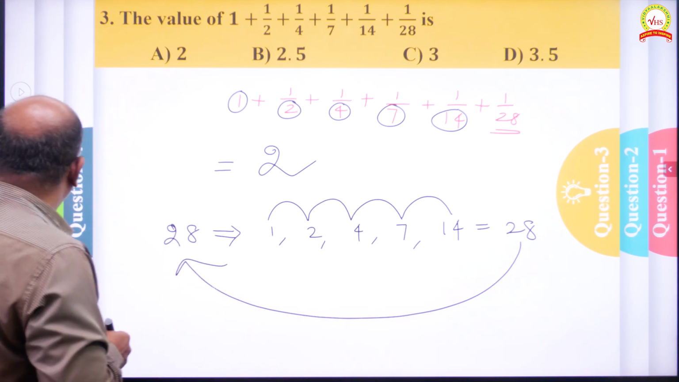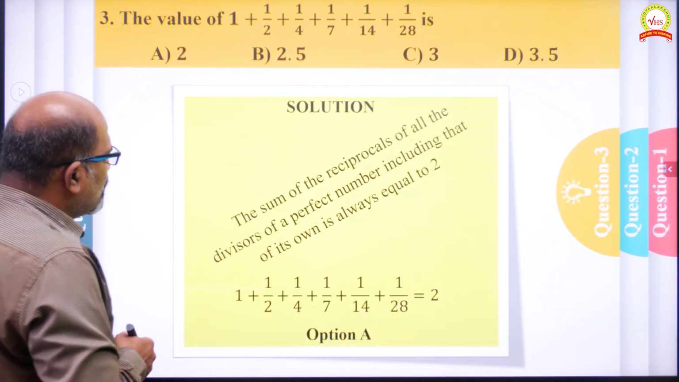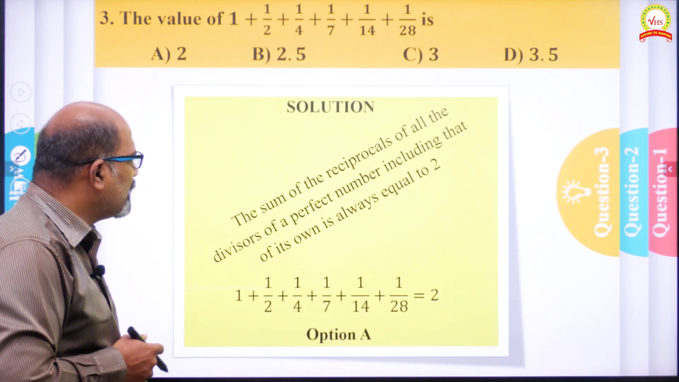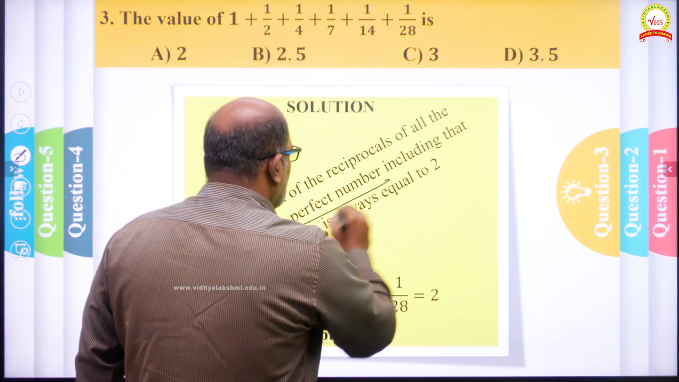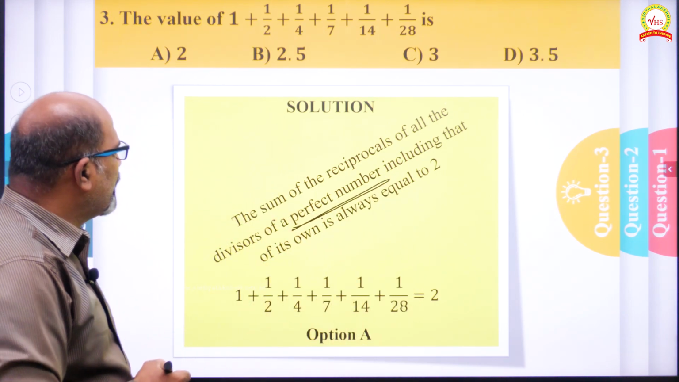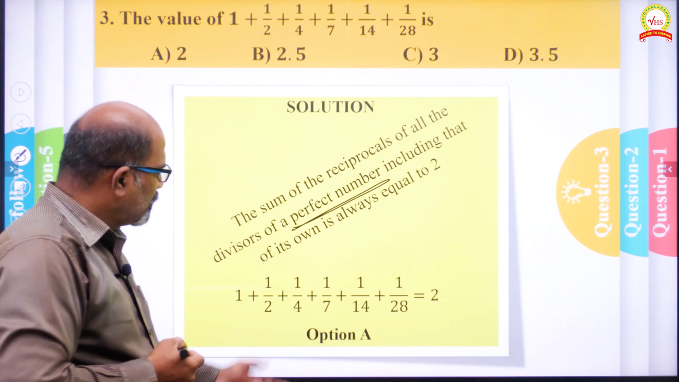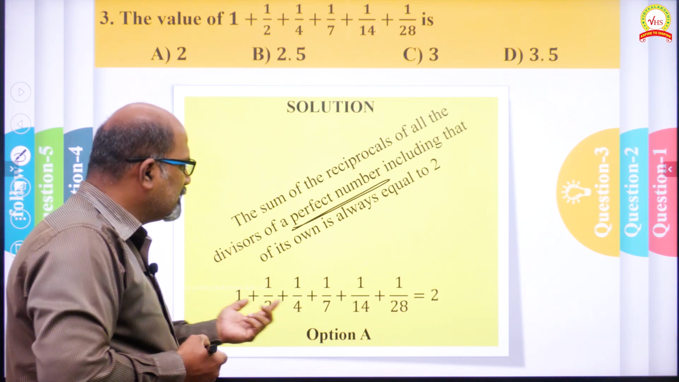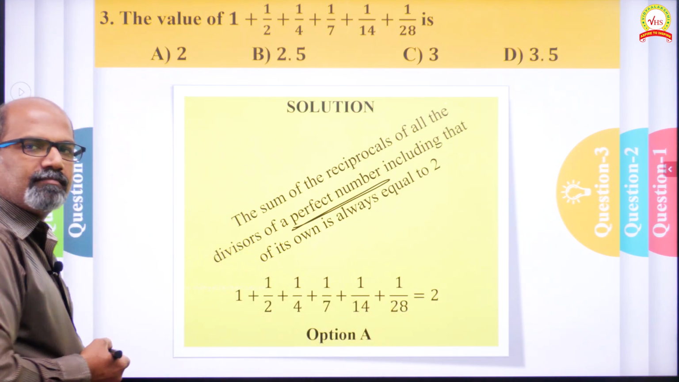Okay, right. Yeah, we can check our answer also here. Yes, the sum of the reciprocals of all the divisors of a perfect number. Here you have to notice that for a perfect number, including the number itself, this sum is always equal to 2. So all this added together gives 2. Option A, the correct answer.